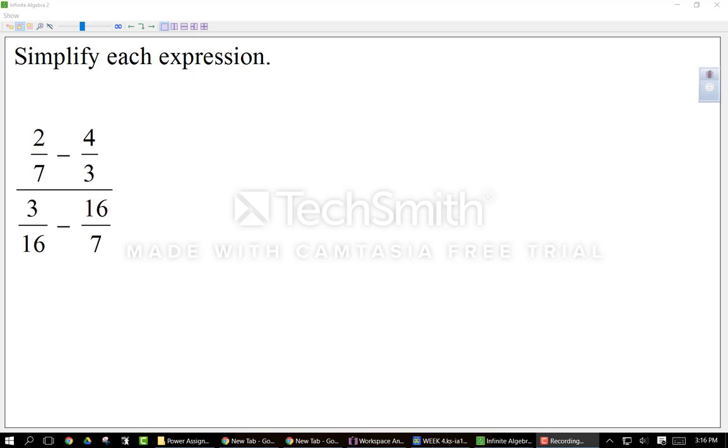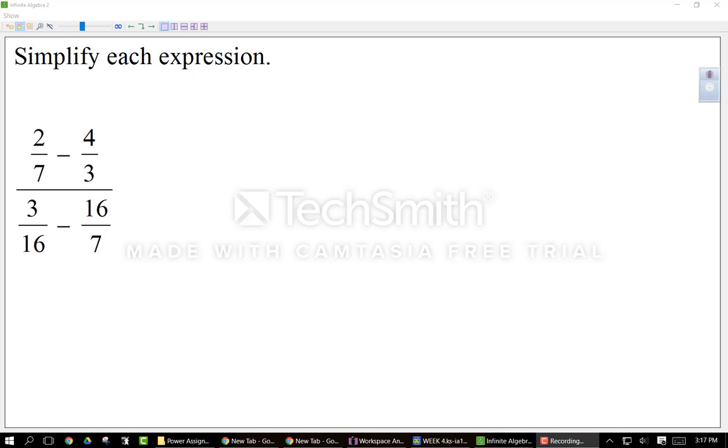This video is the third installment in complex fractions. This video is going to basically deal with complex fractions that have multiple fractions in the numerator and then again multiple fractions in the denominator. We'll deal with some variables down the road in this particular video as well.